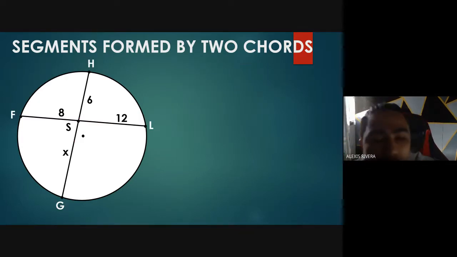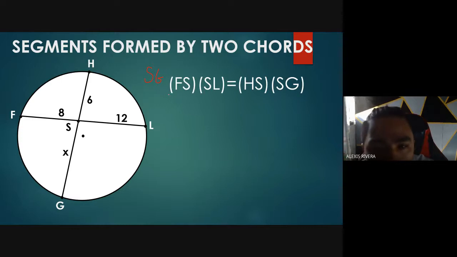So we have here HS and SX. And we are looking for the SG. We are looking for the value of SG. So based sa theorem, we have FS times SL is equal to HS times SG. As I said before, pwedeng mauna ito dito, walang problema yon. So what is the value of SG? Okay, mag-solve. What is the value of SG?